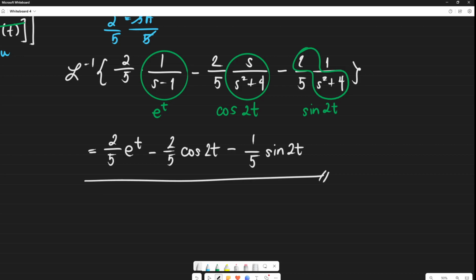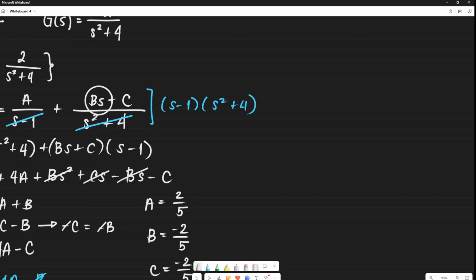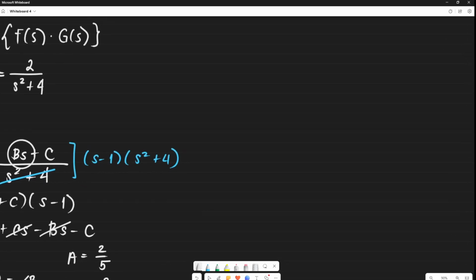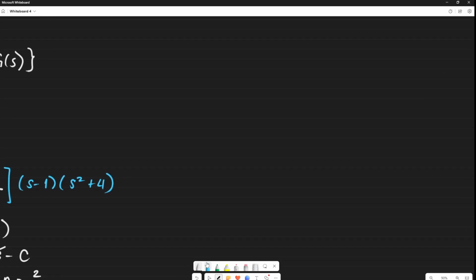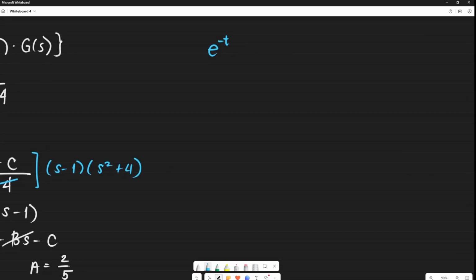Okay, let's prove it using our integral formula. So with the integral formula, let's put it here. Okay, again, the function is, let's put, positive, sorry, positive, convolved with this one.